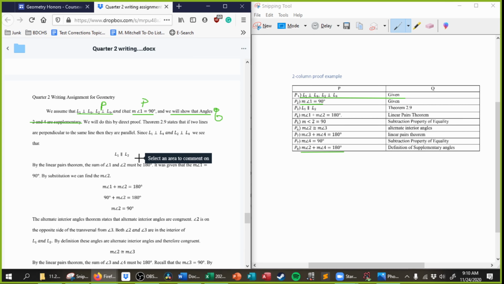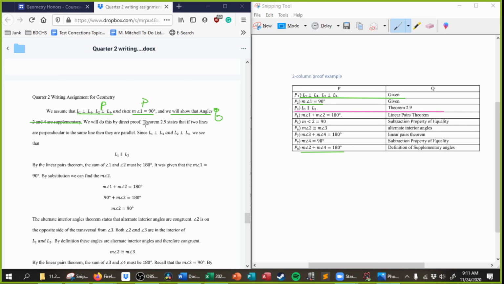And the way we're going to do this is by direct proof. Always direct proof. I'm going to change colors just to show you that I'm no longer working on my assumptions and my conclusions. Here I put line 1 is parallel to line 2.